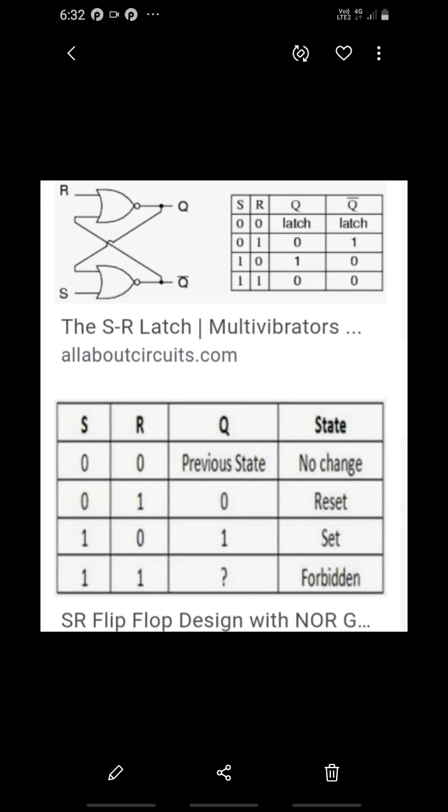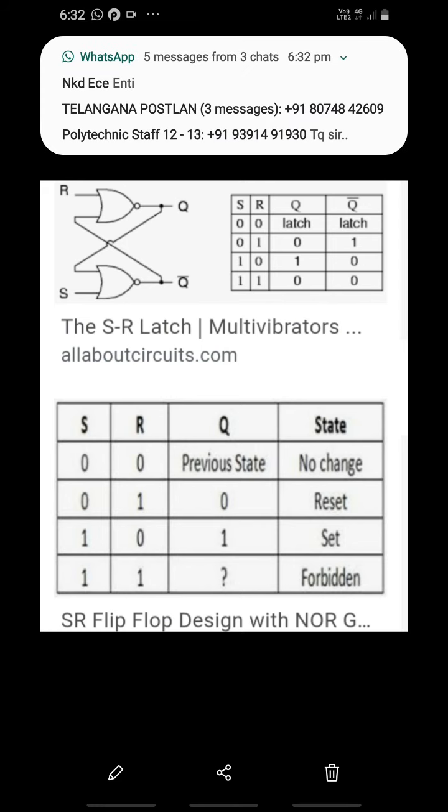And when r and s inputs both are high, then output of the latch is invalid. So this is called a forbidden state or invalid state. It is not used state or a prohibited state.